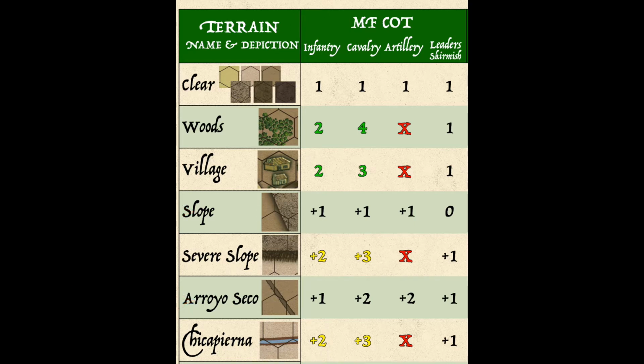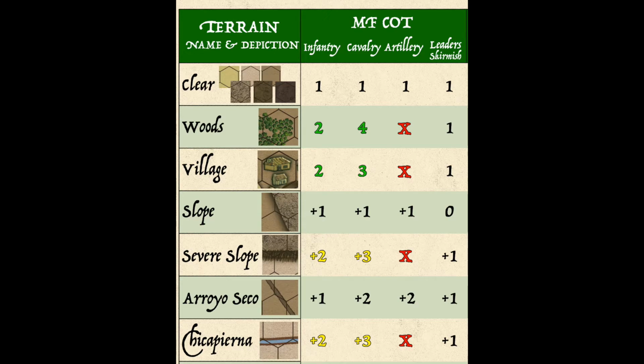Some hexes show colored numbers. For example, the green numbers on the woods or village hexes show that the unit needs to enter general order to be able to enter those hexes. And yellow numbers show that a difficult terrain TEM check is required for units that attempt to cross such a hex side.